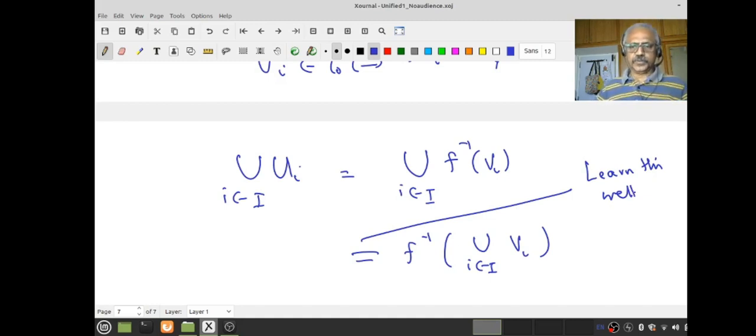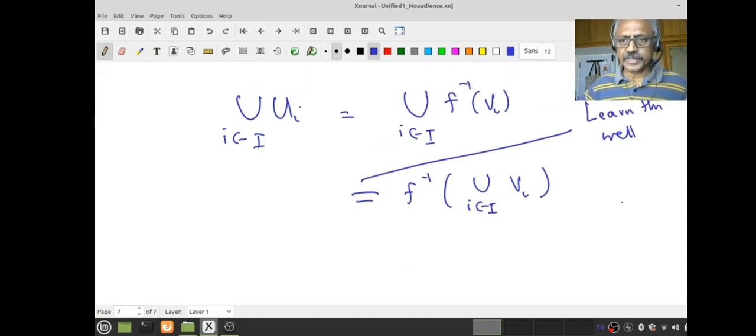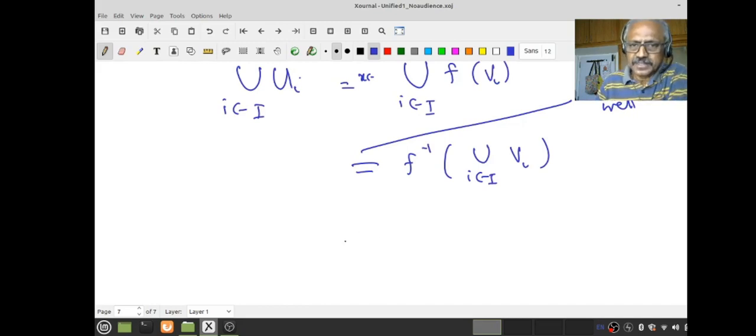It's very easy to prove. If you want, I can give a proof, but I don't want to. It's a one line proof. Suppose x belongs to this. That means x belongs to one of the f inverse of V_i. That means f(x) belongs to V_i. If f(x) belongs to V_i, then f(x) belongs to the union of V_i. That means x belongs to f inverse of the union of V_i. I'm going through this deliberately fast because you have to learn. No shortcut. Learn.